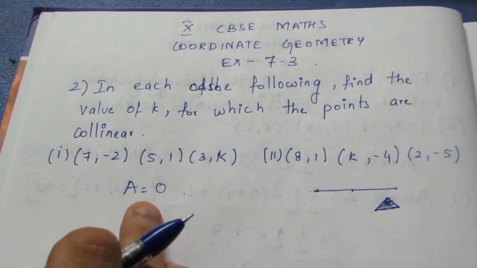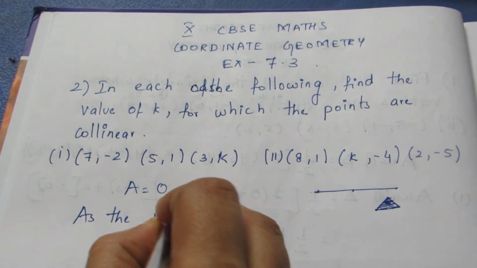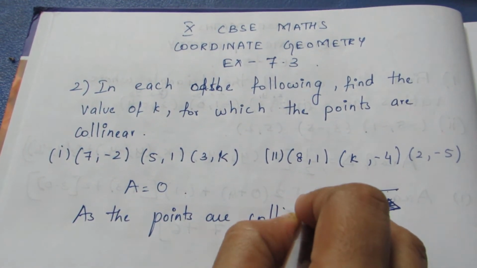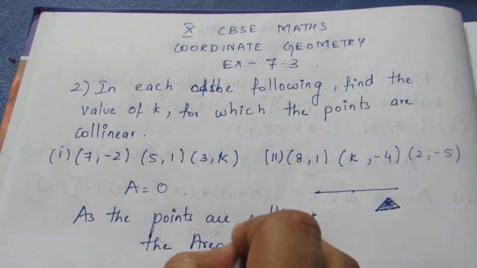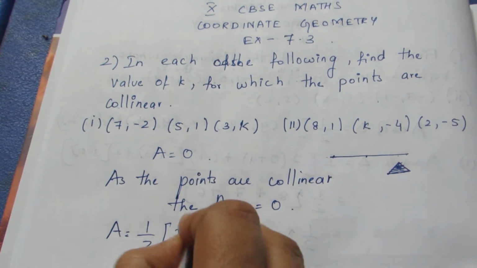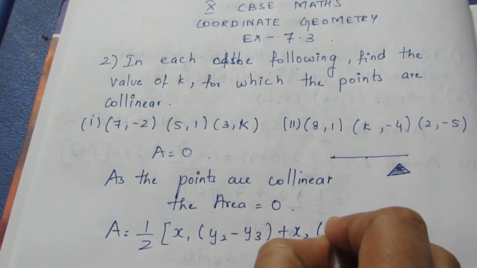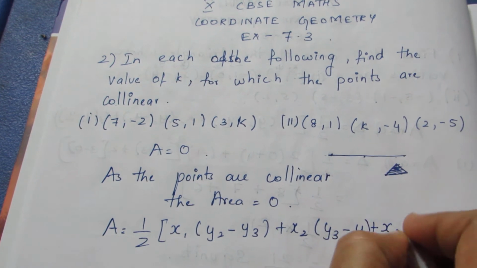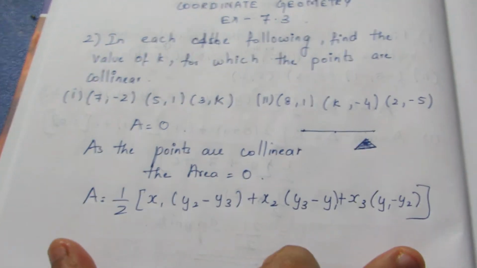So you can directly write: as the points are collinear, then area is equal to 0. Write the area formula. Area is equal to half into x1 (y2 minus y3) plus x2 (y3 minus y1) plus x3 (y1 minus y2). Now we have the area formula.